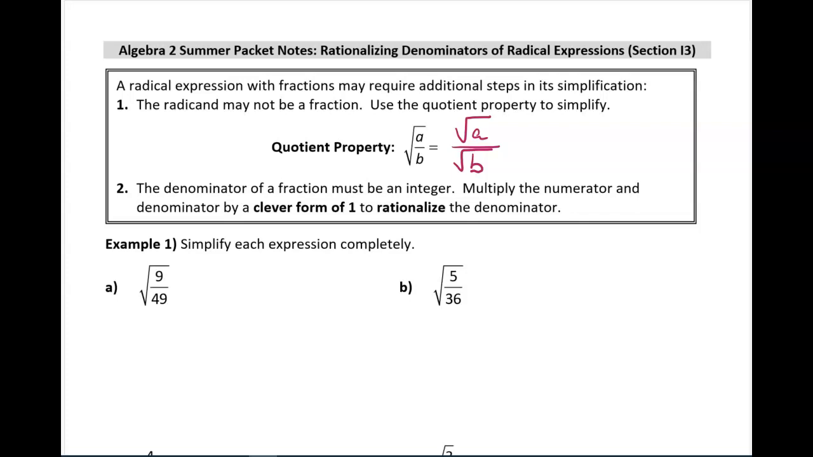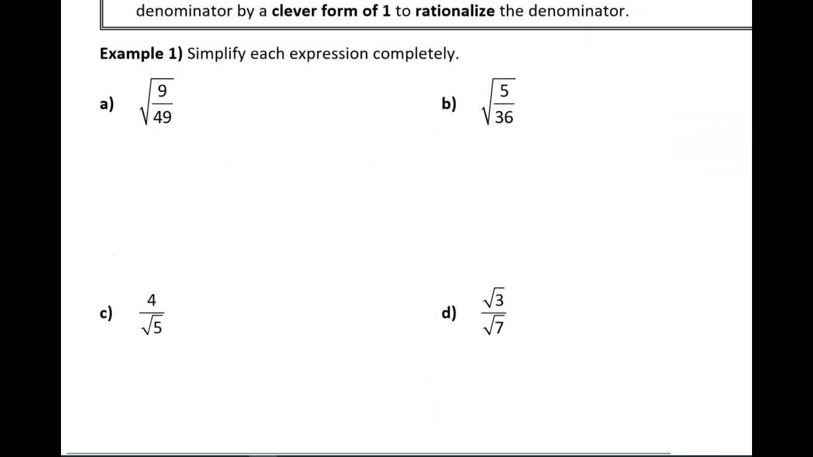Now, in some cases, that denominator is going to work out to be a whole number. In some cases, it won't. If the denominator of the fraction is not an integer, we're going to multiply that numerator and denominator by a clever form of 1 to do what's called rationalize the denominator. So let's take a look at that in practice.